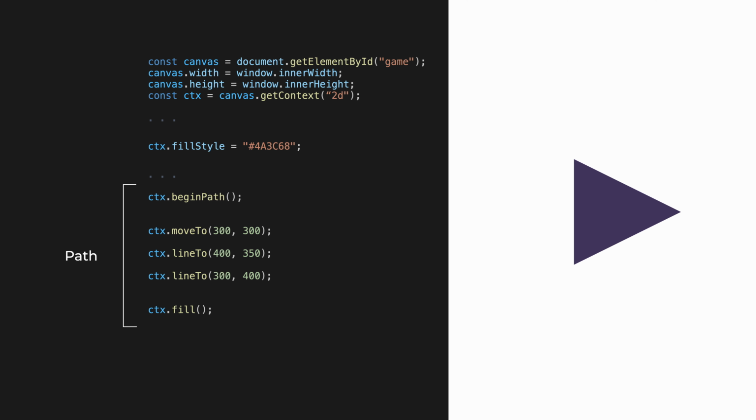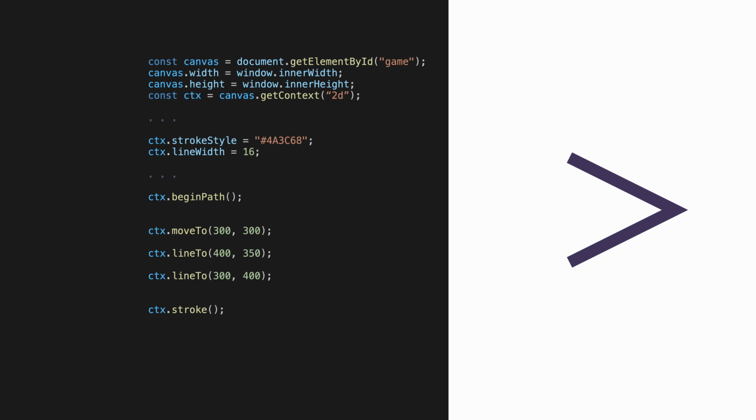Now, none of this would be visible on the screen if we didn't end this path by calling the fill method. The fill method will fill the path we just built up. In a very similar way, we can also draw a line. Here again, we start with the begin path method. We also build up the shape with a move_to and two line_to methods. However, in the end, we don't call the fill method, but we call the stroke method. This, instead of filling the shape, will draw the line we built.